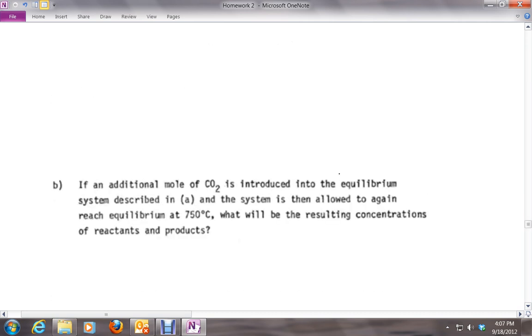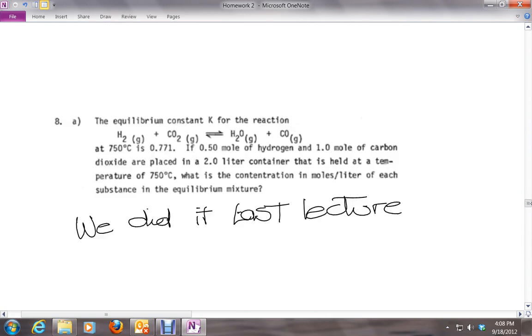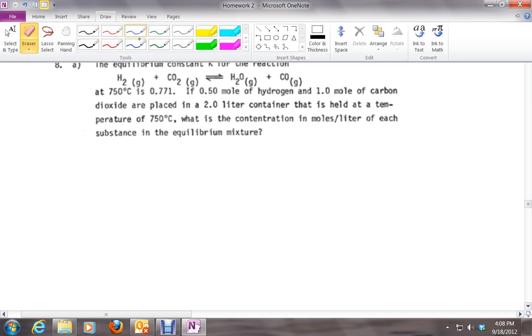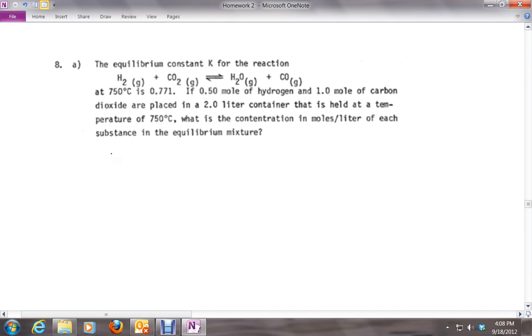Then part B, you see, if additional CO2 is introduced into the equilibrium system, but it doesn't say the concentration. Yes, it's basically identical to the other one we did, but part B doesn't have numbers. Let me solve it because it's very similar to that, but it's not identical. So we have here the equilibrium constant for the reaction, of course at a certain temperature. They have to put it because it changes with temperature, but in our reaction it's not going to change.